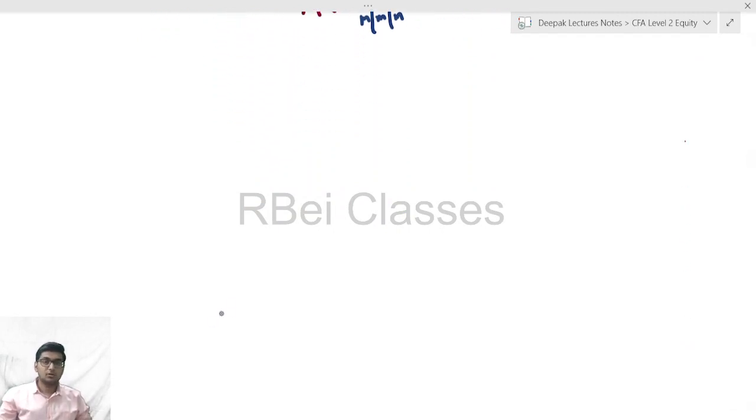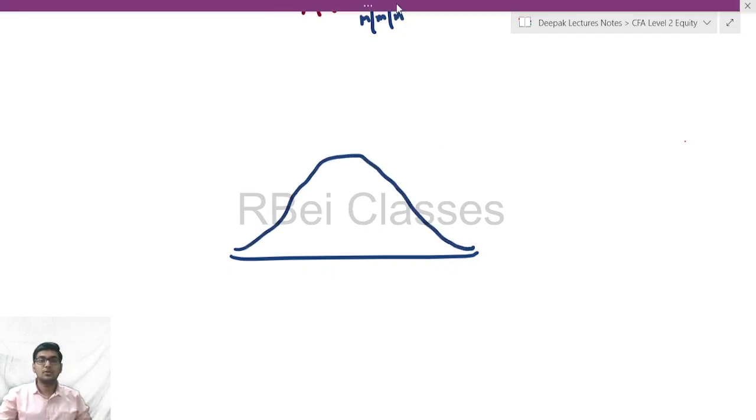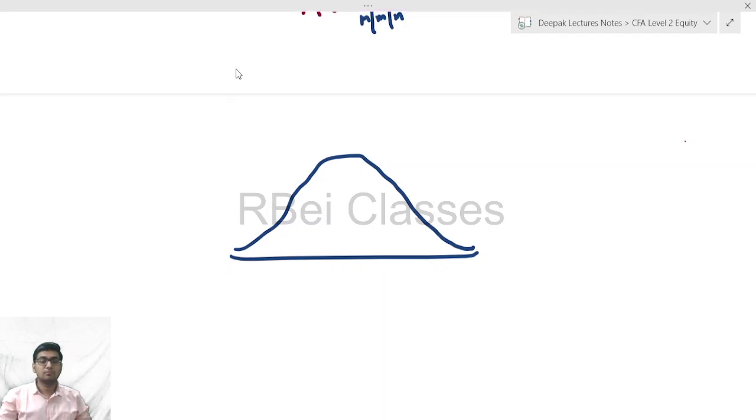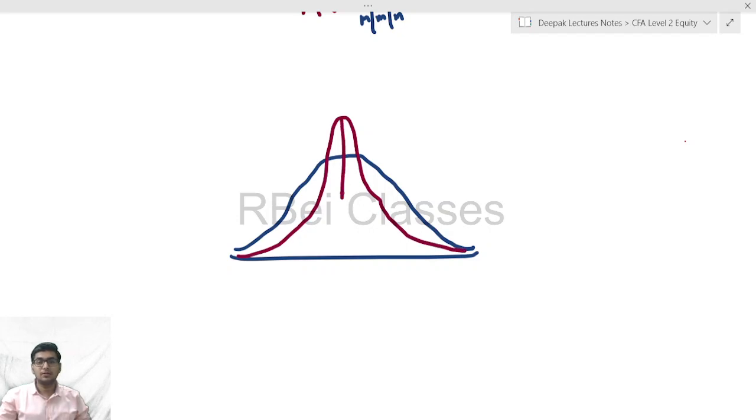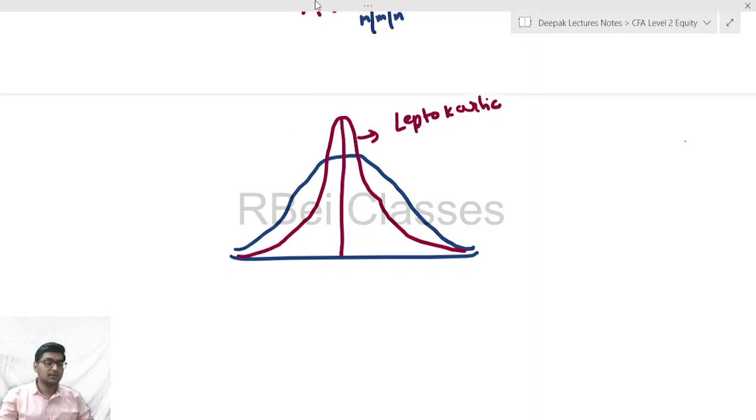Now, for the kurtosis. For the kurtosis, this is my normal distribution. This is my normal distribution, clear? Then leptokurtic: more in the median and less towards the tail, known as leptokurtic. Okay, you can write it down as well. Leptokurtic, clear?